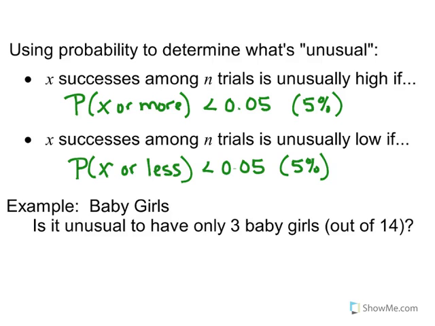All right, so we're going to take a look at our examples. So I have one little change that I want to make to this. It says, is it unusual to have only 3 baby girls out of 14? We're going to change the only to say no more than.